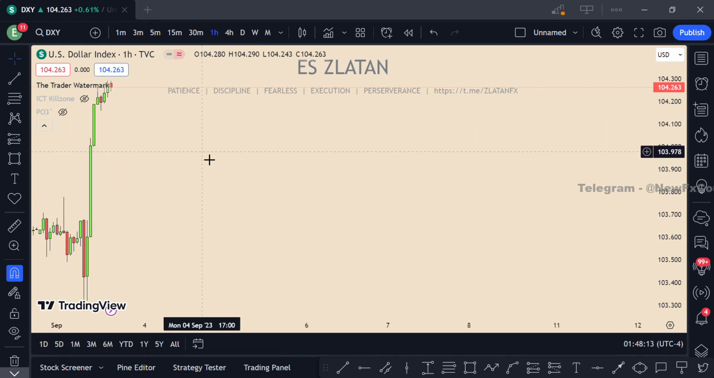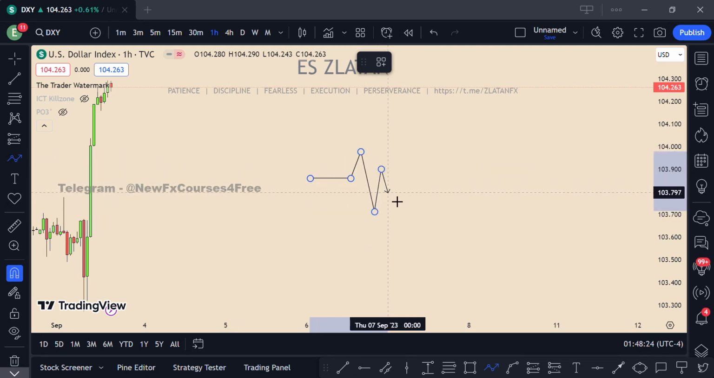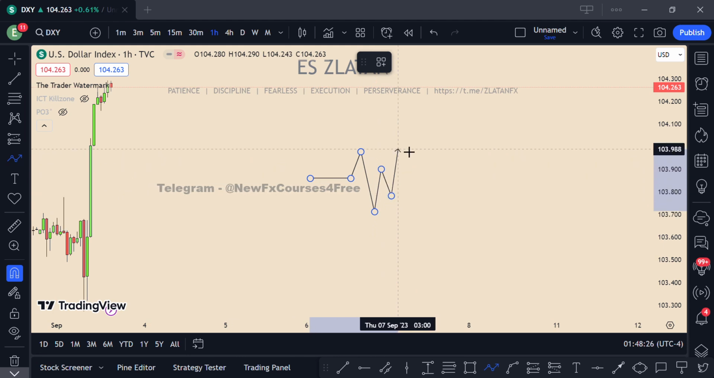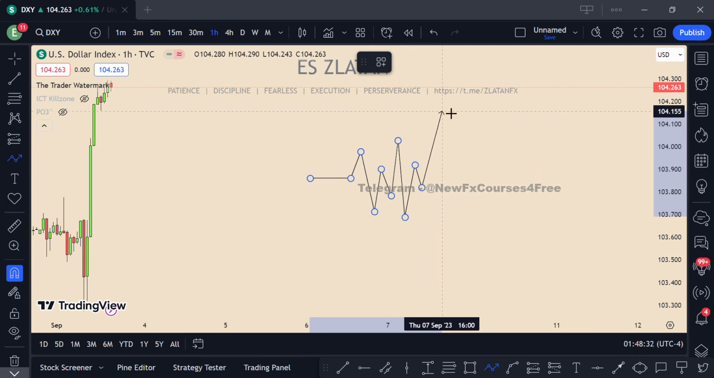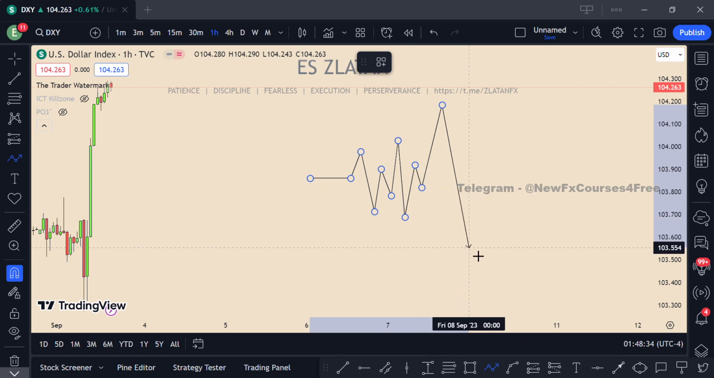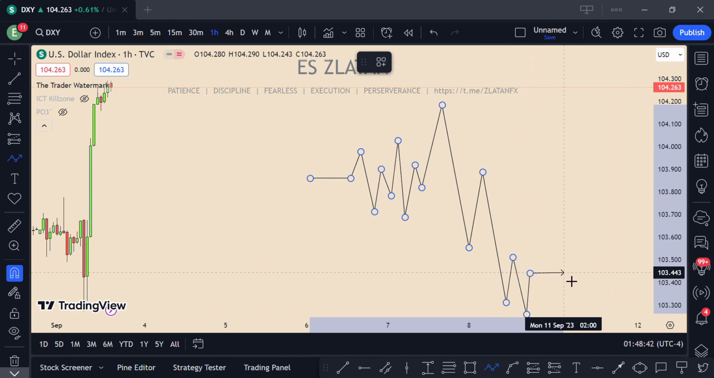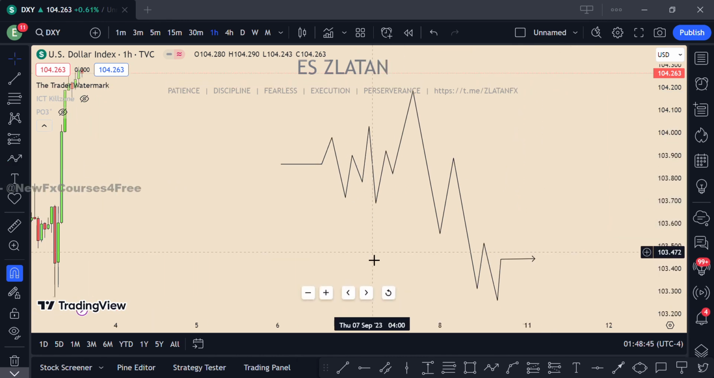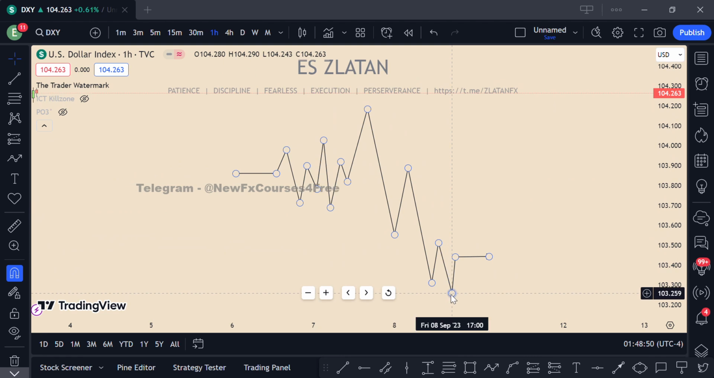So the idea is just the market opens, accumulates, manipulates, and yeah. So this is basically the idea, right?